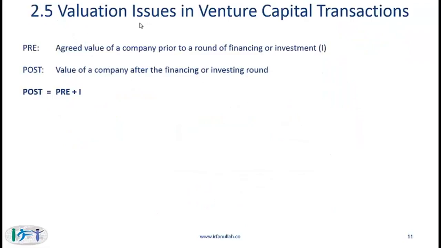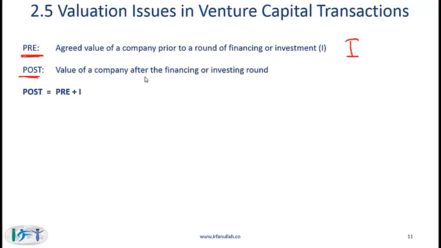Section 2.5 deals with valuation issues in venture capital transactions. This is very straightforward, and you will just learn one of the simplest formulas in the curriculum. PRE stands for the agreed value of a company prior to a round of financing or investment. The investment amount is denoted by I. So if you have a small firm, it hasn't yet received any outside funding, it will still have some value. That value is called PRE or pre.